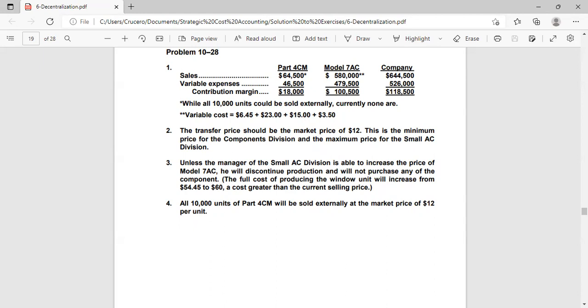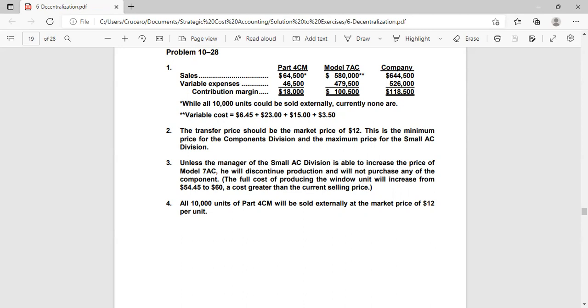Given the new transfer pricing policy, predict how this will affect the production decision for model 7AC of the manager of the small AC division. How many units of Part 4CM will the manager of the small AC division purchase? They can buy the part externally. So we have now the minimum price for the components division is the maximum price for the small AC division.